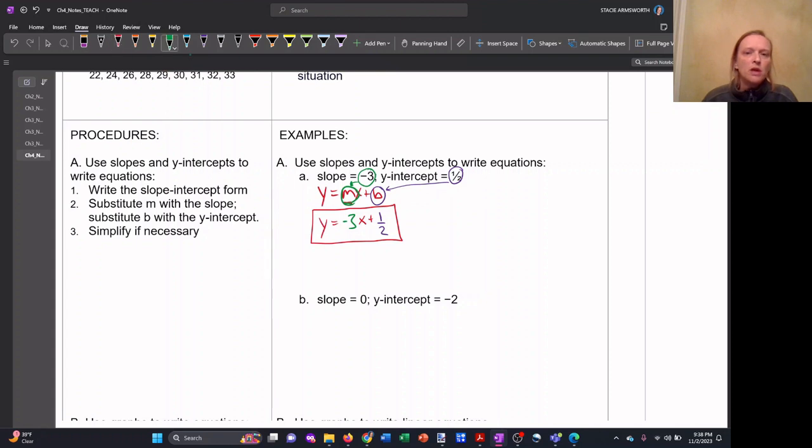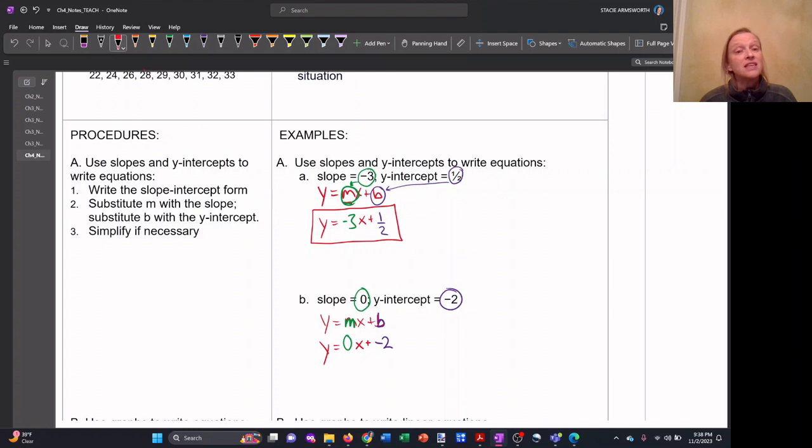Here's my slope, this 0 value, and here's my y-intercept, this -2 value. So again, if I think about the form y equals mx plus b, that m represents my slope, and that b represents my y-intercept. So my y-intercept goes here where the b was, and my slope goes here where the m was, and the rest of the equation stays exactly the same.